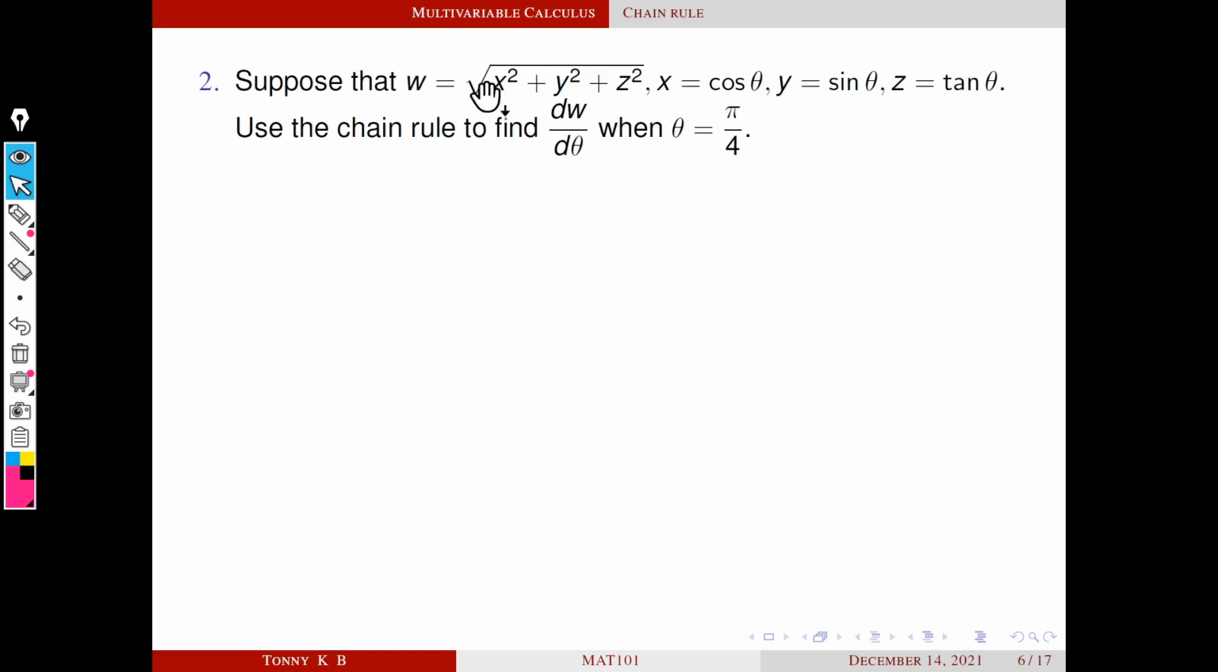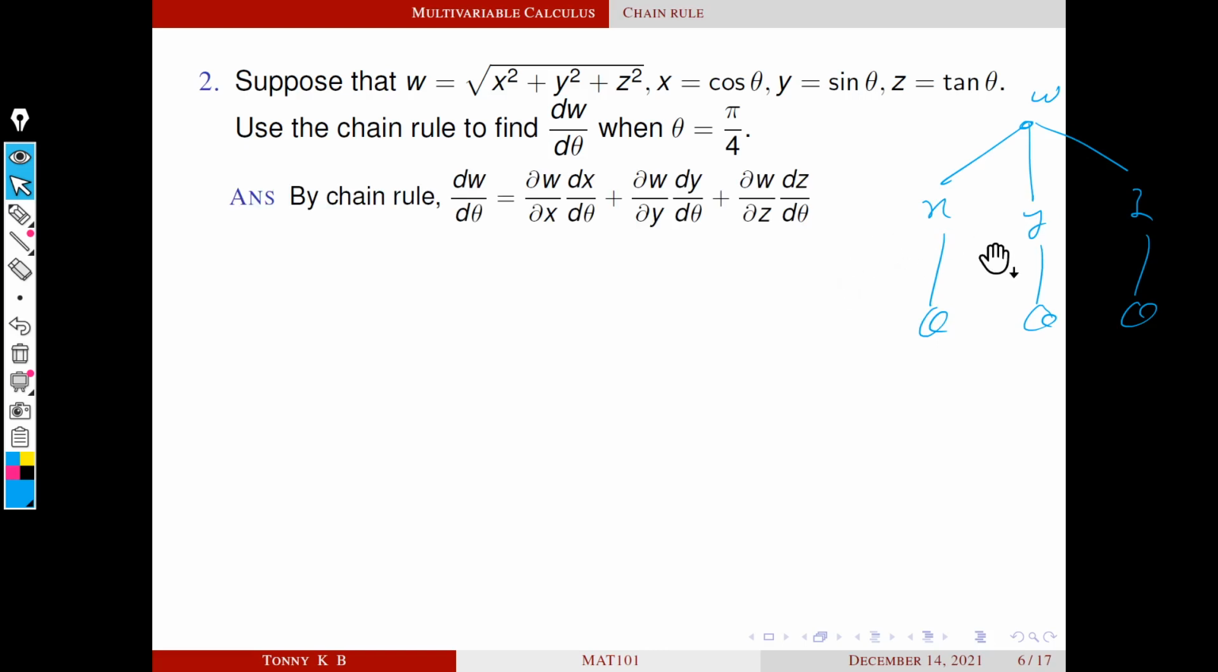Okay, what is the graphical representation of these given functions? Yes, w depends on x, y, z, and x, y, and z all depend on theta. Okay, so what about the chain rule? First of all, we have to differentiate along this leg plus this leg plus this leg. So dw by d theta equal to dou w by dou x into dx by d theta plus dou w by dou y into dy by d theta plus dou w by dou z into dz by d theta. Next we have to find all these derivatives and substitute in this equation.